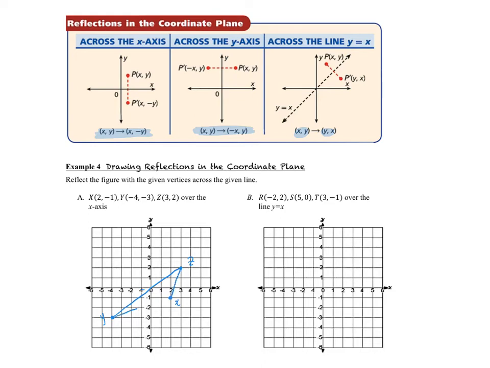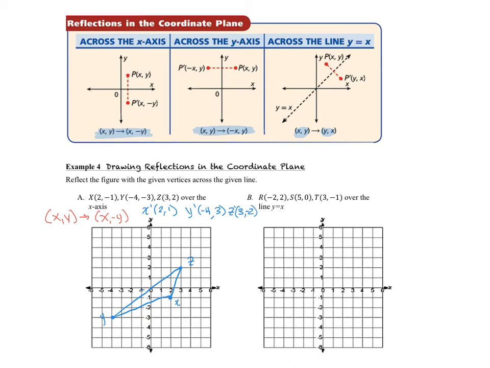So I find that challenging to do just by drawing. I can't always visually see it, and that's why I really like the mapping statement. So if I know that reflecting over the x-axis is going to keep the x value the same, and only change the y to the opposite sign, then I can actually write all of my new ordered pairs. So x prime, the 2 will stay the same, and the negative 1 is going to become positive 1. Y prime, the negative 4 will stay the same, and the negative 3 will become the opposite sign, 3. And then z prime, 3 will stay the same, and 2 becomes negative 2.